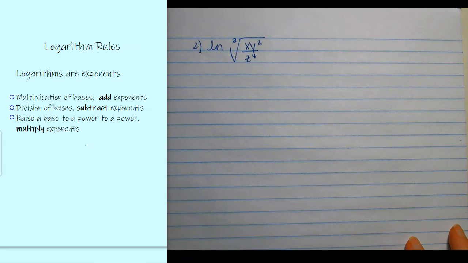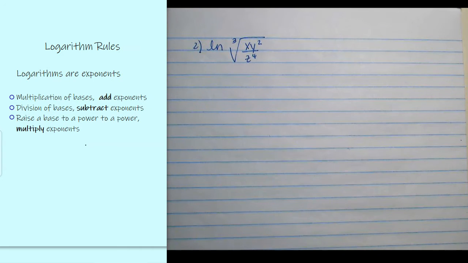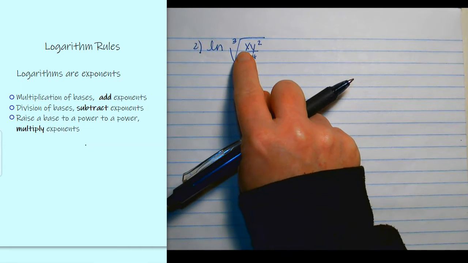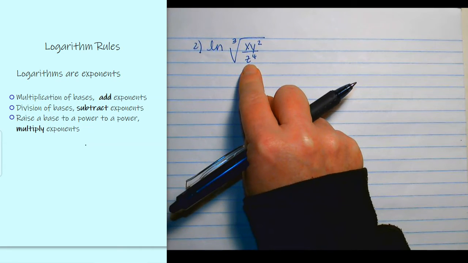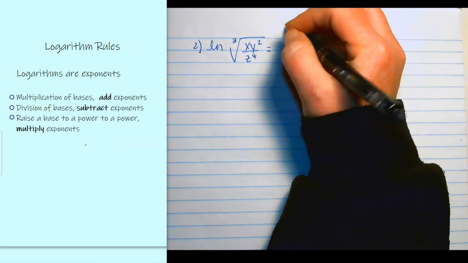For my second example, I'm using the natural log function. It works the same way. It's still a logarithm. It just has base e. So when I expand this, these are the same directions as before. I'm going to have, again, three bases, x, y, and z. So I'll have three separate natural log things written out.